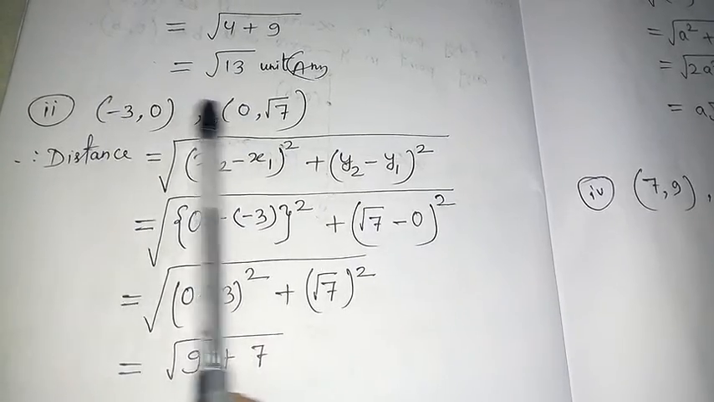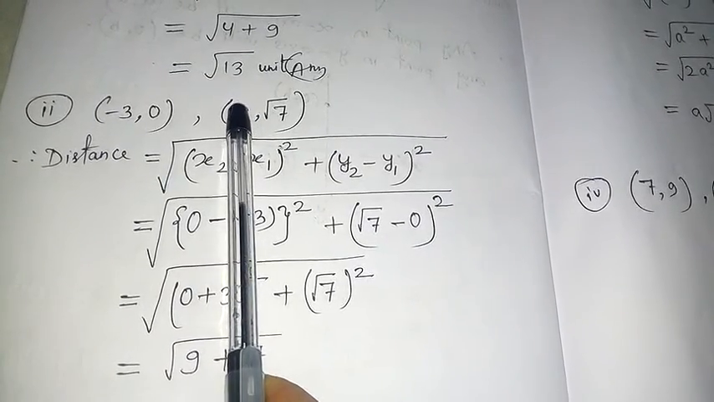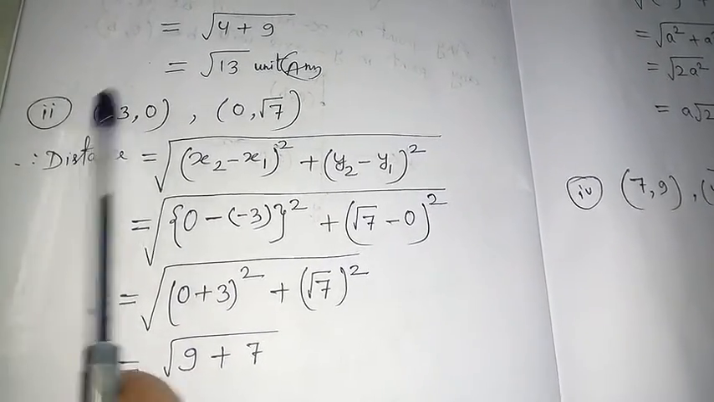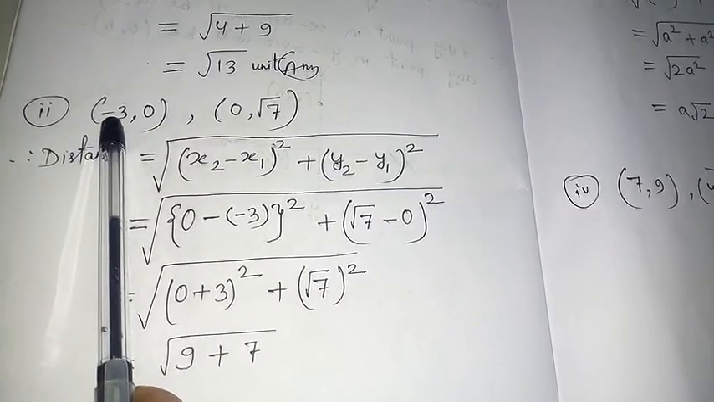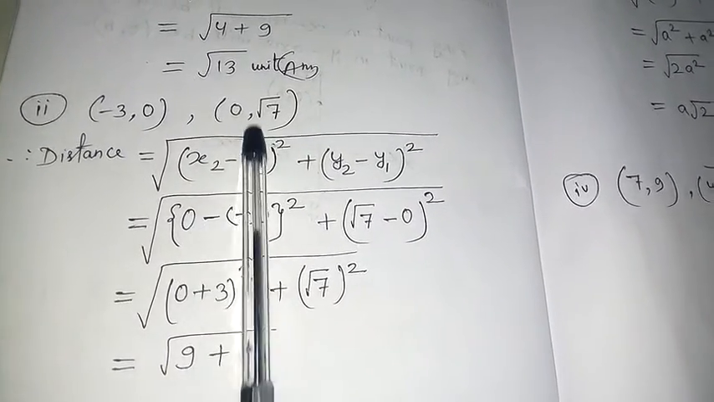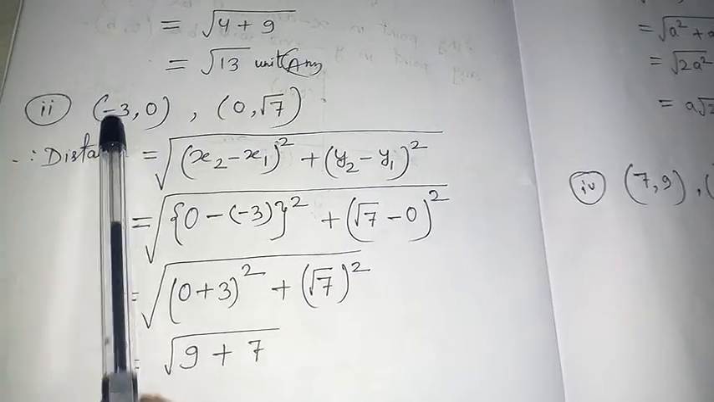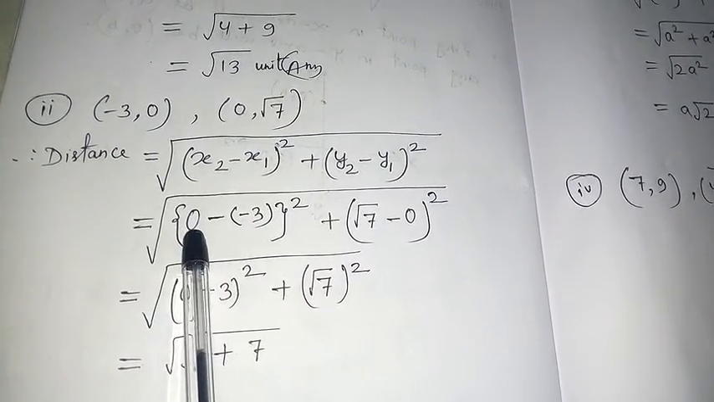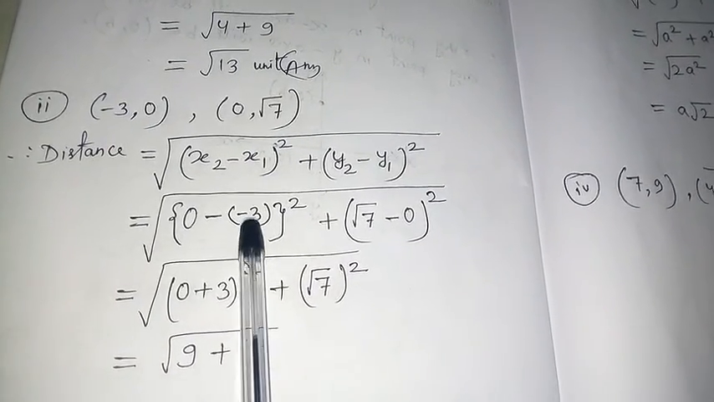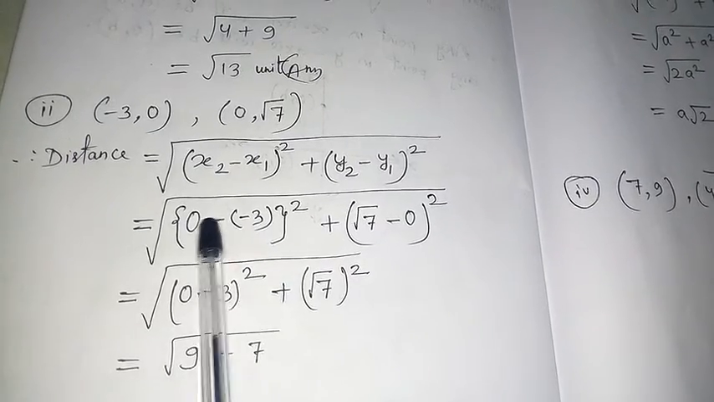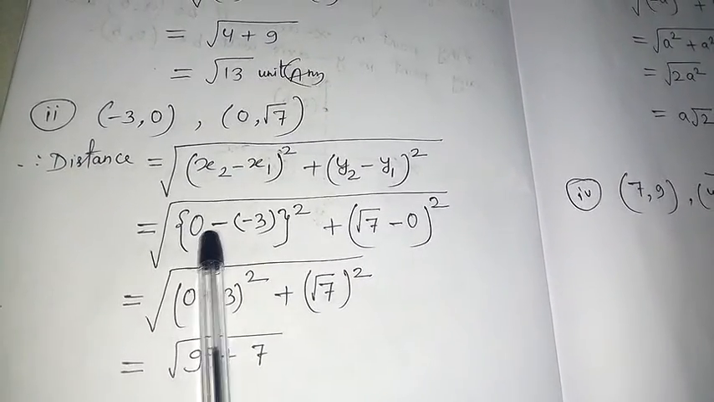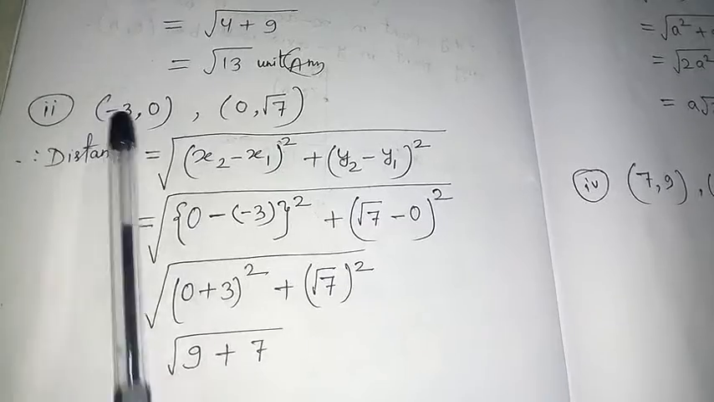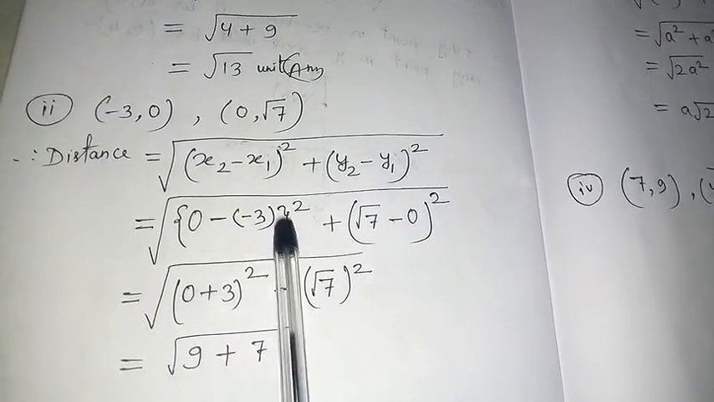Both the first value we will take, but I will subtract the second point from the first point. That is x2 minus x1. So you can see x2 is 0 and x1 is minus 3. So 0 minus minus 3. This minus is the formula's minus and this minus is the value's minus. So this I wrote in the first bracket.